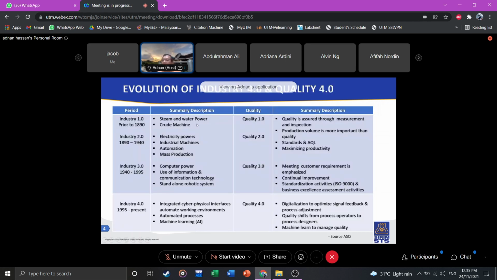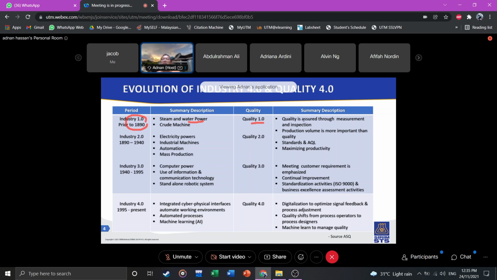If we make a comparison between industry 4.0 and quality 4.0, we need to understand the history so that we are able to appreciate what is happening. In the late 1800s, around 1890, steam and water power was used, and machines were powered by water and steam. This is industry 1.0. In terms of quality, we call it quality 1.0.